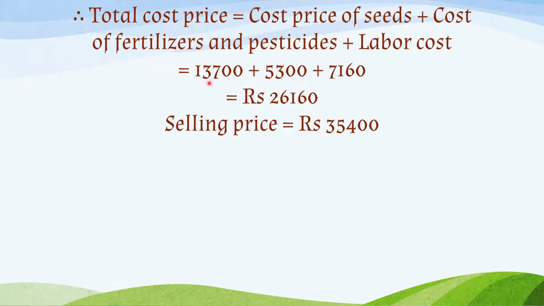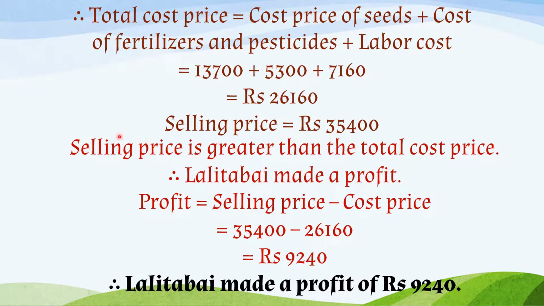So 13,700 plus 5,300 plus 7,160. When you add this, you will get 26,160. So the selling price is equal to 35,400. So here you can see the selling price is greater than the total cost price. Therefore, Lalitabai made a profit.